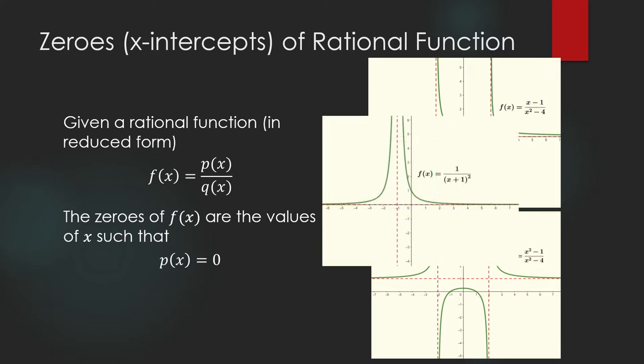How about this one? F of x is equal to 1 over the square of x plus 1. So again, to find the zeros of your function or x-intercept, what you do is you focus on the numerator. When is it equal to 0? But this one is not equal to 0. It is a constant. It is equal to 1, which means that this rational function has no x-intercept. Okay?